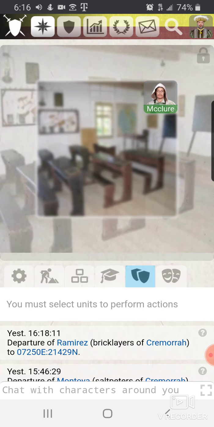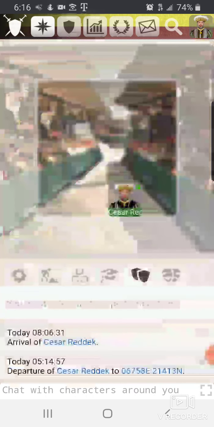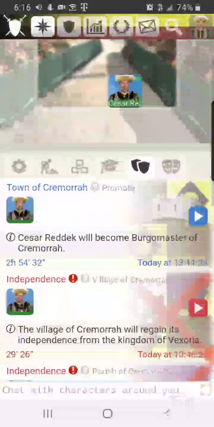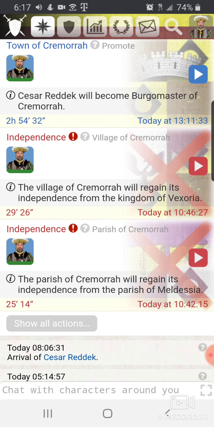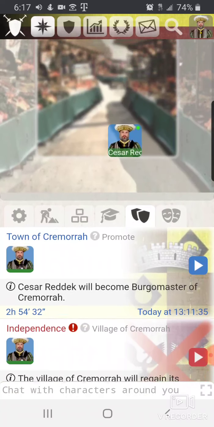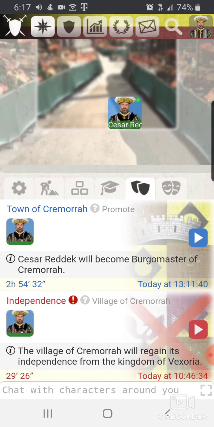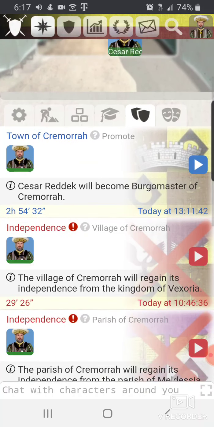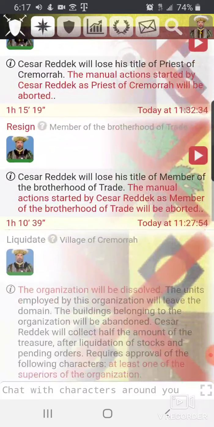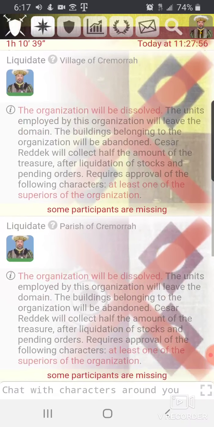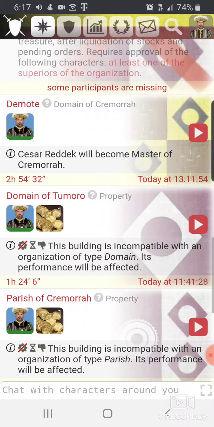Then we have our 2 shields. I'll head to a unit that can do stuff with that. That'll be our lords. Here you can promote or declare independence if you want it. I'm not doing that. This is kind of like our ceremony tab, the 2 shields. I'm not sure what it's actually called, but close enough. And you can actually do more stuff like resign if you don't want your domain anymore, or liquidate, but that'd be bad. You could demote.